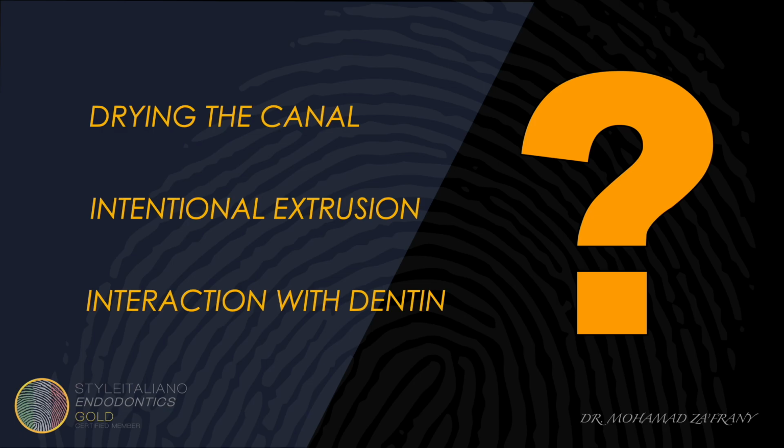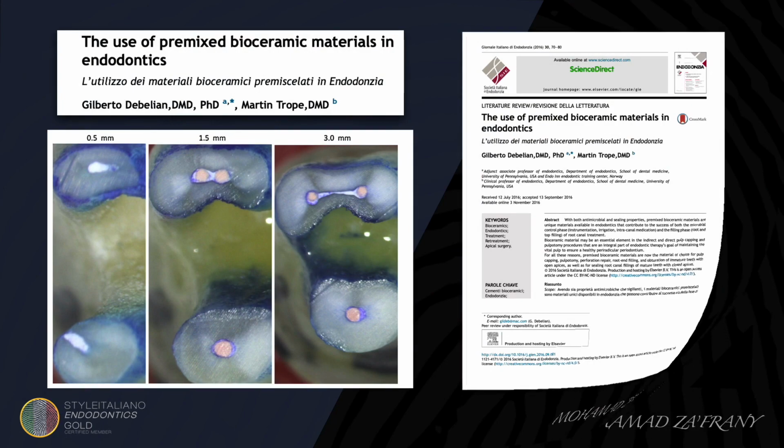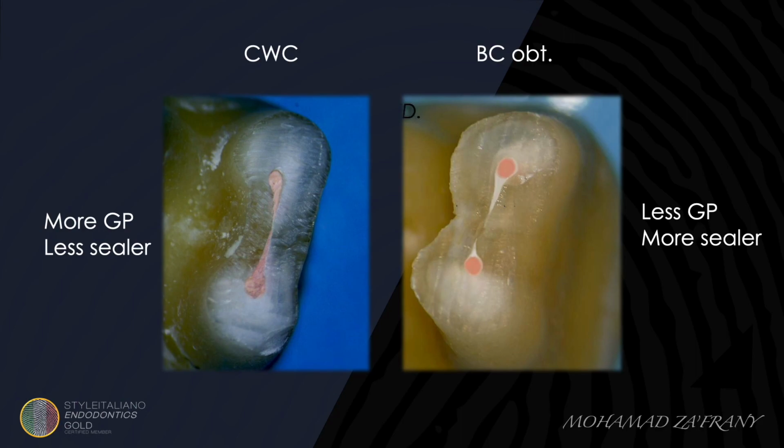If we are speaking about interaction with dentine, we have a chemical bond with dentin, as we described in the hydration reaction. Also we have micromechanical bonding, because bioceramic sealer has nanoparticles, so it's so small that it can penetrate into the dentinal tubules, forming what we can call sealer tags. Here we can see filled isthmuses with bioceramic sealer, and here's the difference in cross section between continuous wave compaction technique and bioceramic sealer obturation. More sealer and less gutta-percha with bioceramic sealer obturation. However, with continuous wave, we can appreciate the presence of warm gutta-percha in the isthmuses.